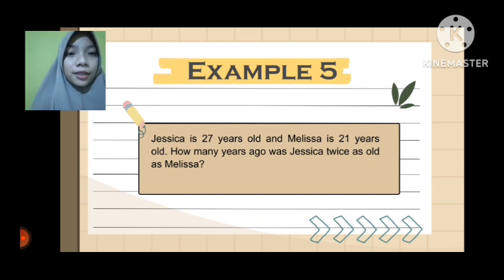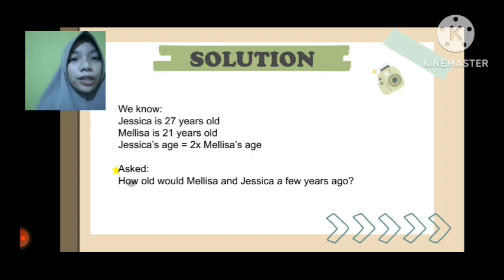Example 5. Jessica is 27 years old and Melissa is 21 years old. How many years ago was Jessica twice as old as Melissa? We know Jessica is 27 years old, Melissa is 21 years old, and Jessica's age is 2 times Melissa's age. The question asks how old Melissa and Jessica were a few years ago.